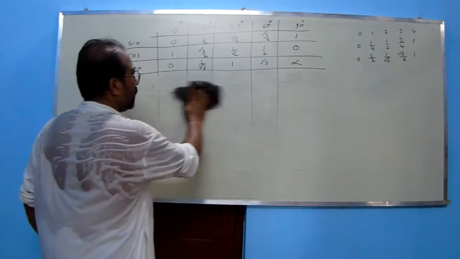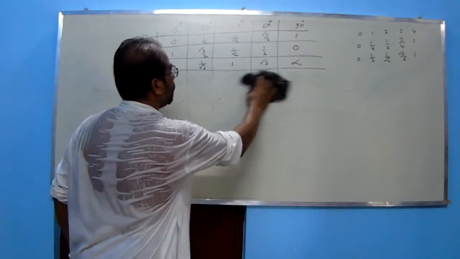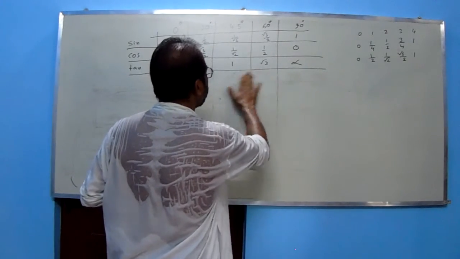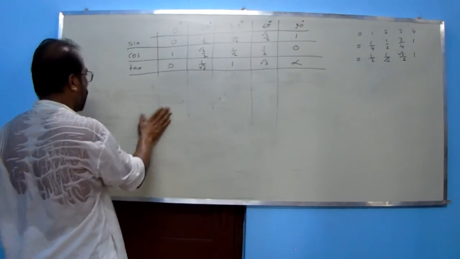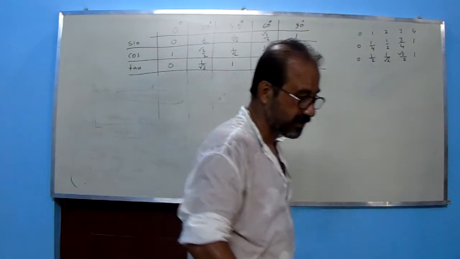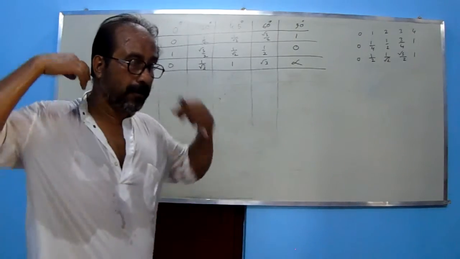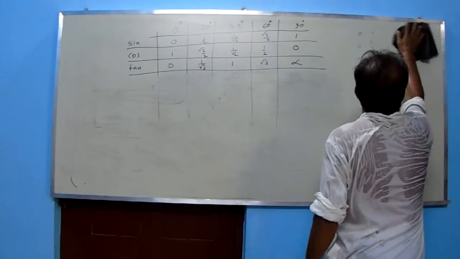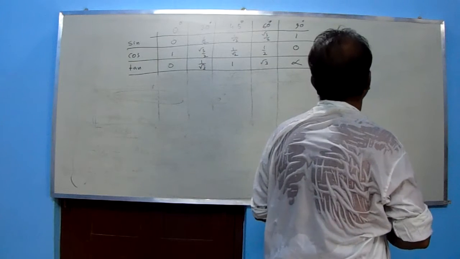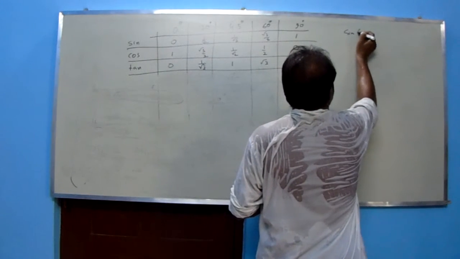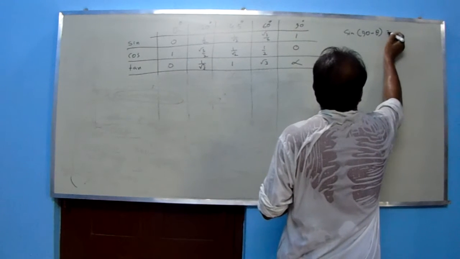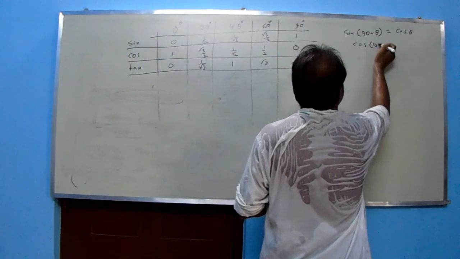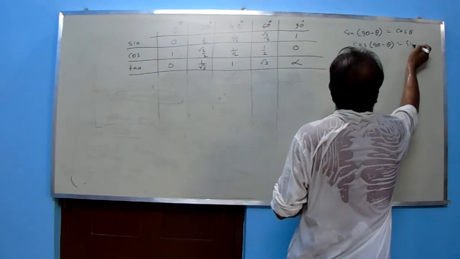Now, sine 0, sine 45, sine 60, sine 90, in the same way tan, cos, sec, cosec, cot, everything is taught. Then complementary angles are also taught. That point I want to write here: sine 90 minus theta is equal to cos theta. Cos 90 minus theta is equal to sine theta.